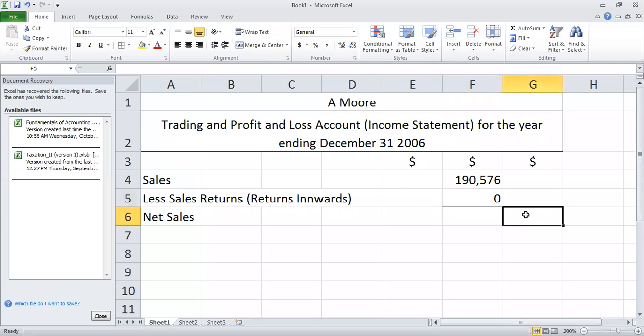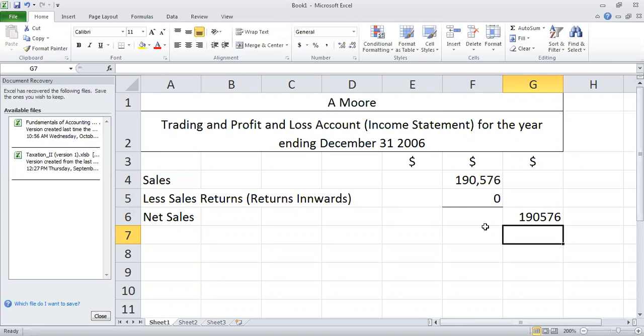And then you get a net sales of 190,576 in this case. Now, remember, we said that there's no sales return, but I was just doing it to show you the format which you would use. All right. That's that for that section.